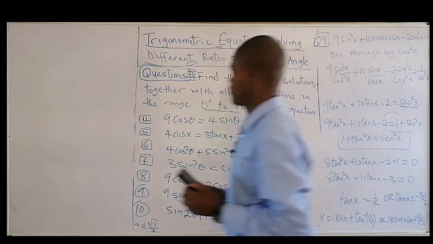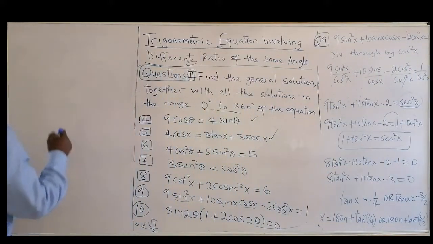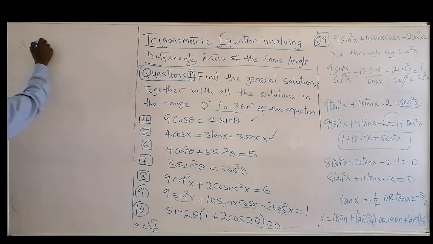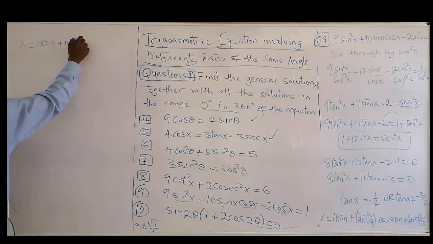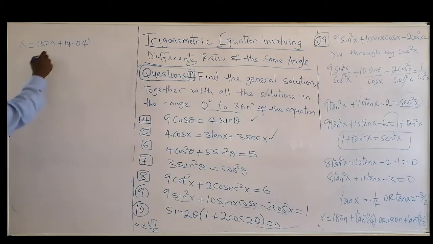So let's check that. We're going to have now x is equal to 180n plus arctan 1 over 4, that's 14.04 degrees. And the second one will be equal to 180n plus arctan minus 3 over 2.